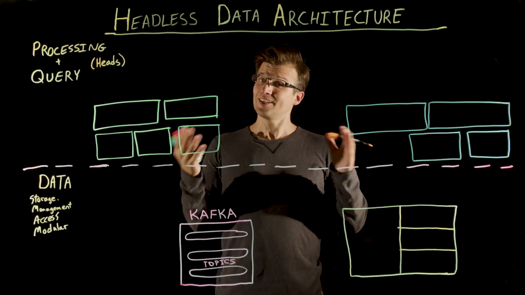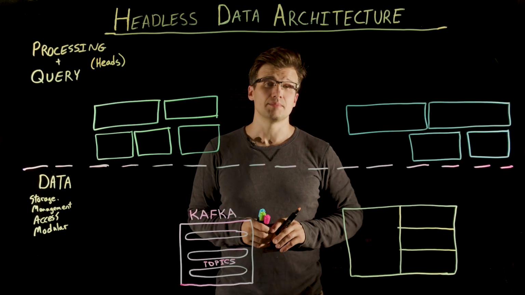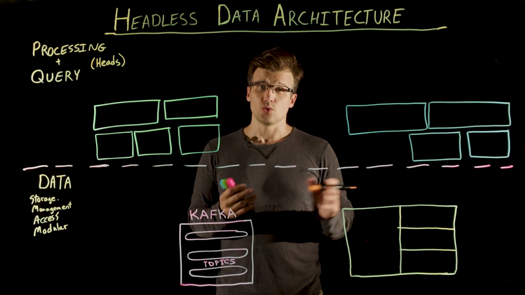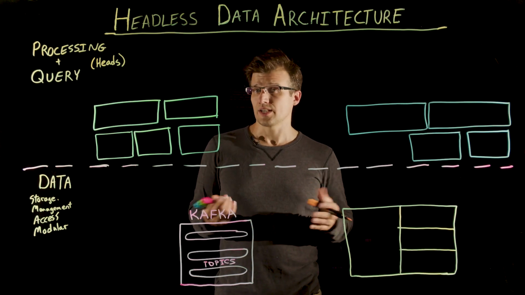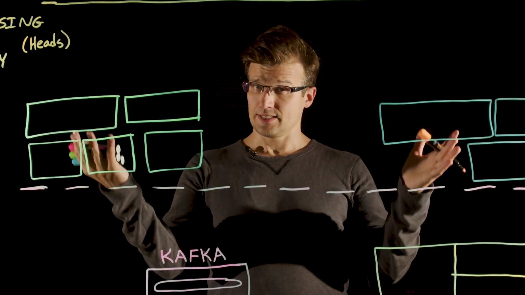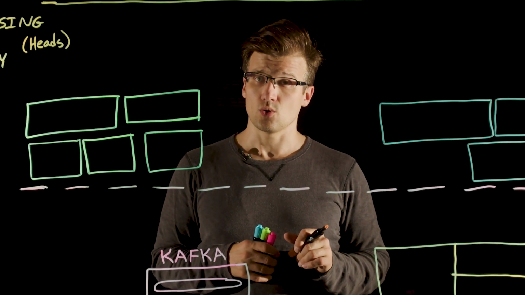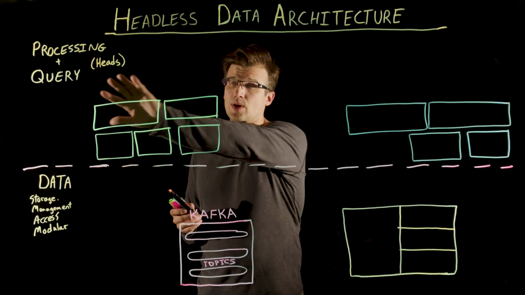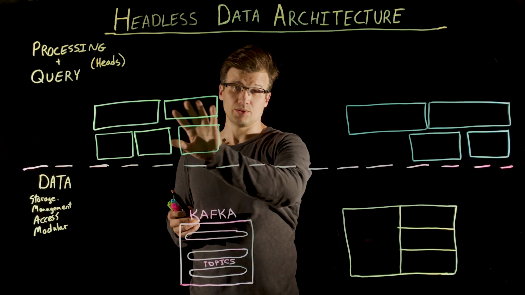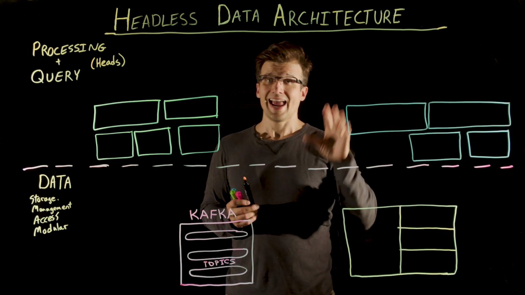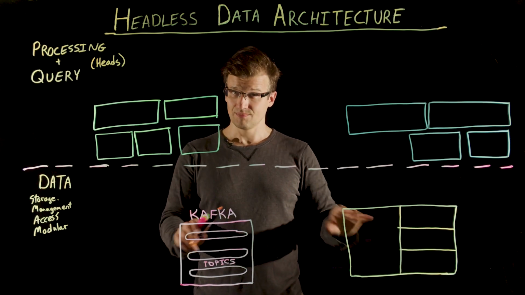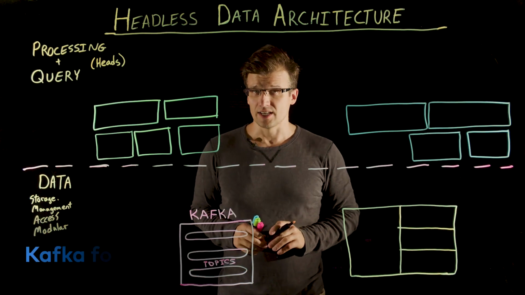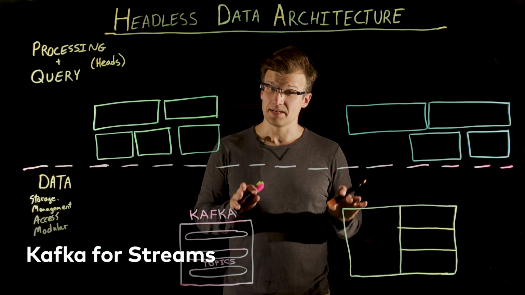query it. We call it a headless data architecture because of its similarity to a headless server, where you have your own monitor and keyboard to log in and access the server. If in a headless data architecture you want to process or query your data, you're going to have to bring your own head, which we will talk about more here in a bit, and plug it into the data that we find below.